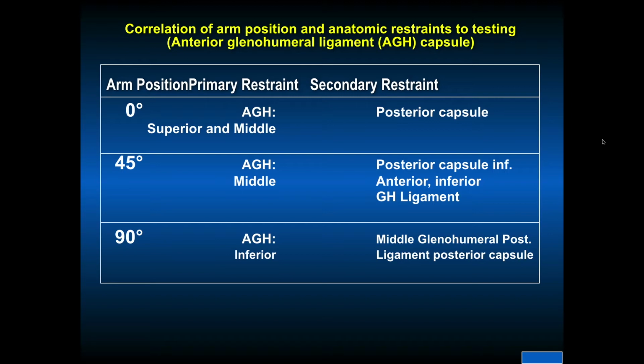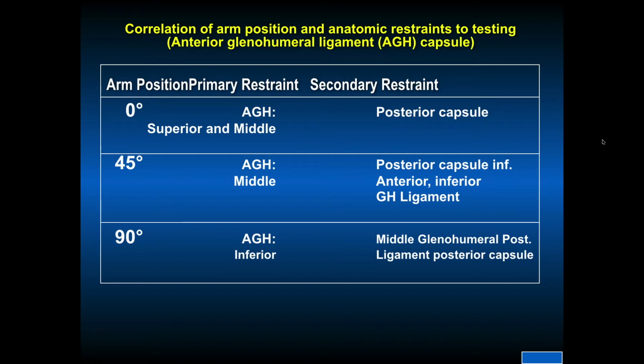The arm position dictates which of the glenohumeral ligaments is the main stabilizer or restraint, primary or secondary. Typically, your instability occurs with the arm 90 degrees and externally rotated behind the plane of the scapula, and the primary restraint is the inferior anterior glenohumeral ligament. At 45 degrees, it's the middle, and at 0, it's the superior and the middle.